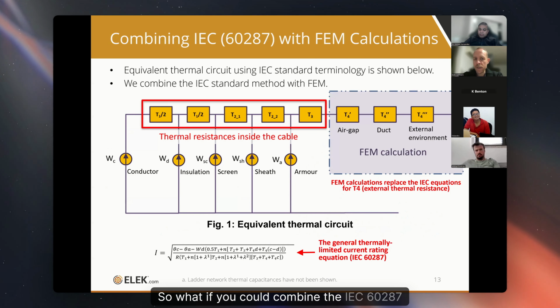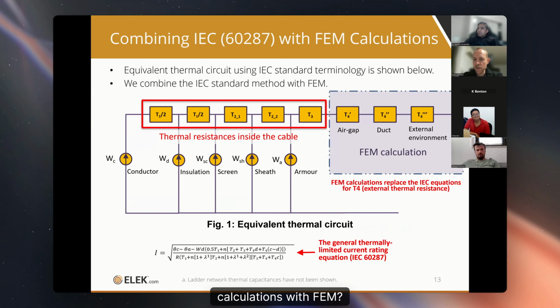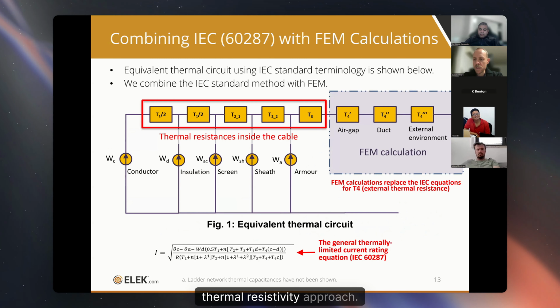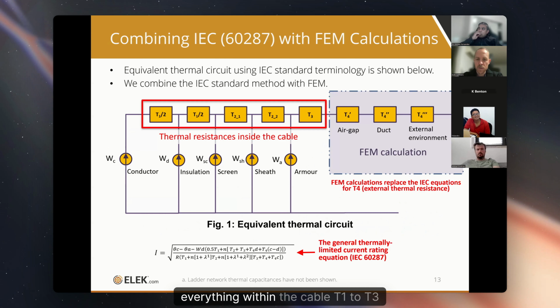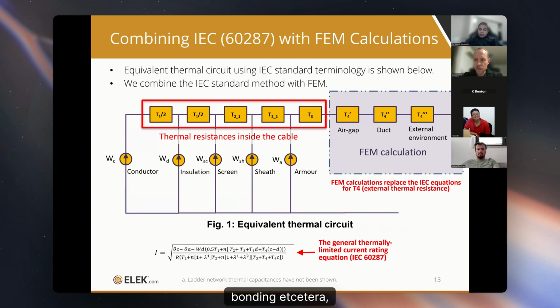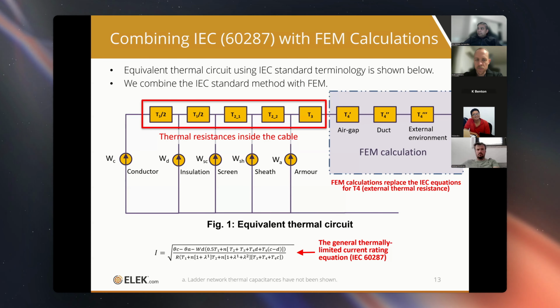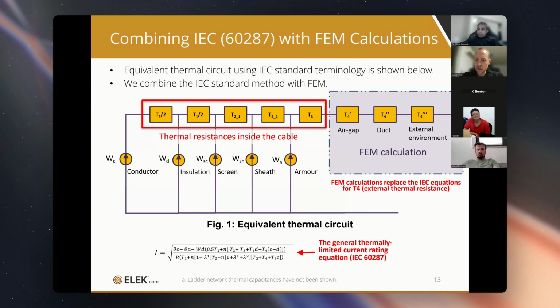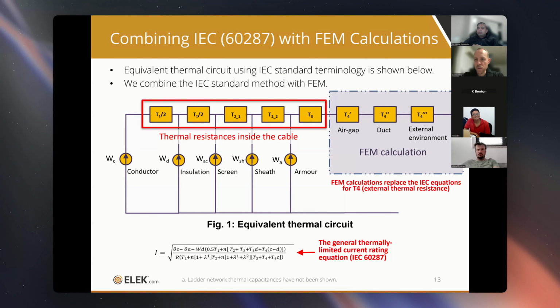So what if you could combine the IEC 60287 calculations with FEM? That's what we've done. So you can combine the thermal resistivity approach. Everything within the cable, T1 to T3, can be calculated using IEC. Then all of the electrical losses related to the bonding, etc., and the electrical losses of the conductor are performed using the IEC equations. And then everything external to the cable is modeled more accurately using the finite element technique. That includes any air gaps between the cable and a duct, and any sort of external thermal environments.